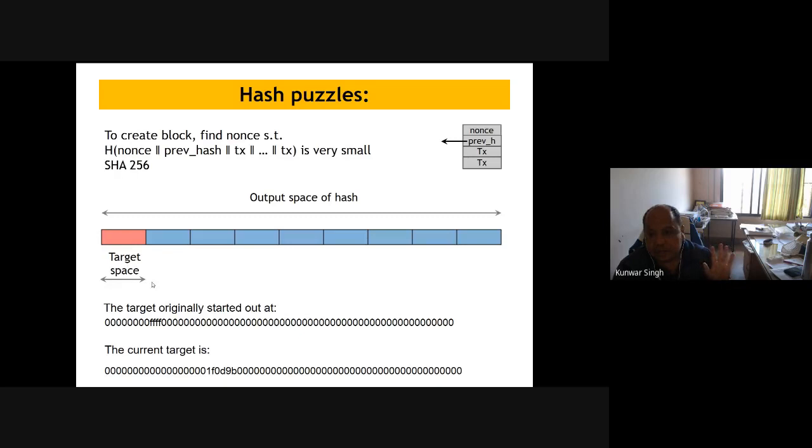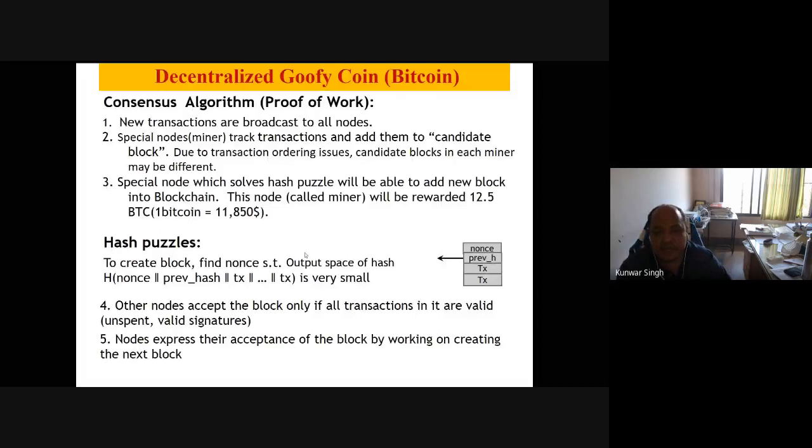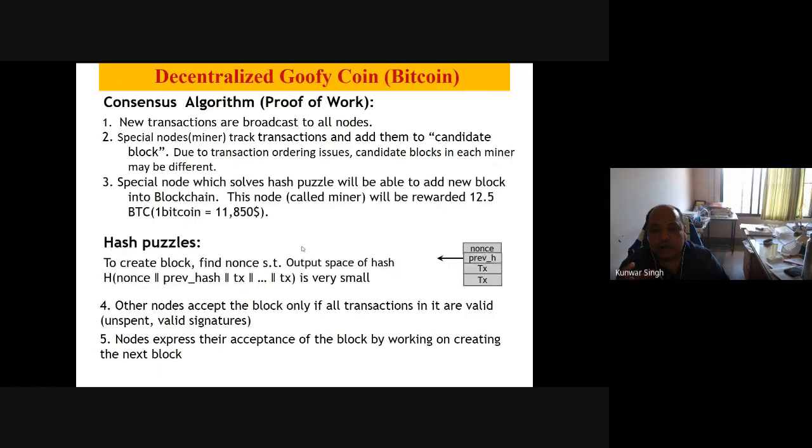So now this puzzle is used here. The main thing is to add the block into the blockchain. Who can add? The node who can solve the hash puzzle will have the right to add the block into the blockchain. Only that person will have the right to add a block into the blockchain. So I will tell you now what happens.